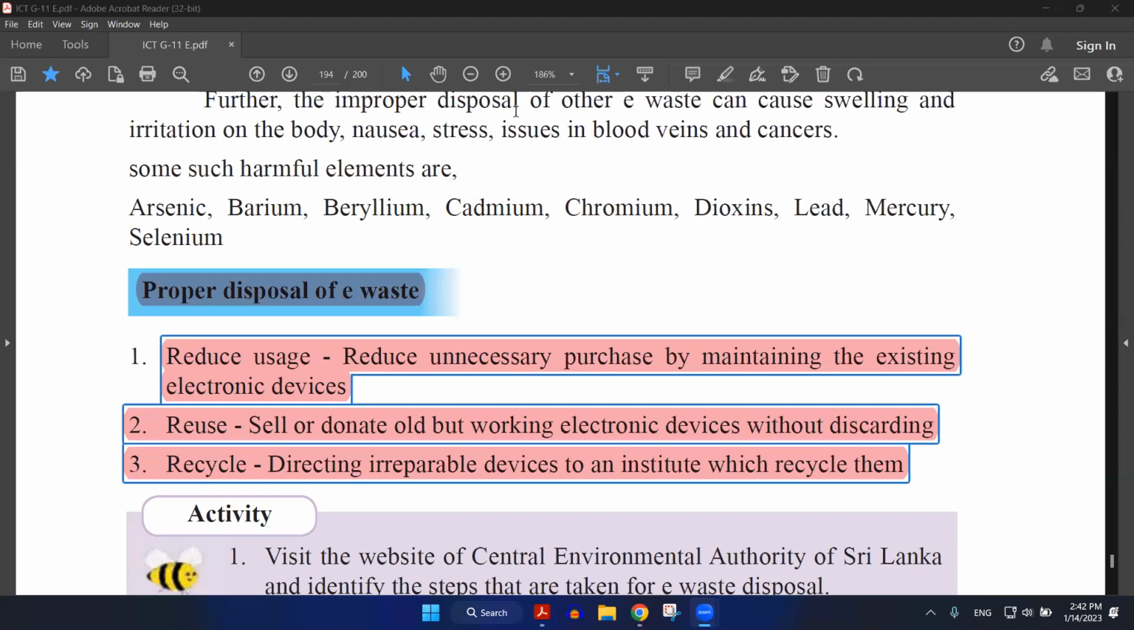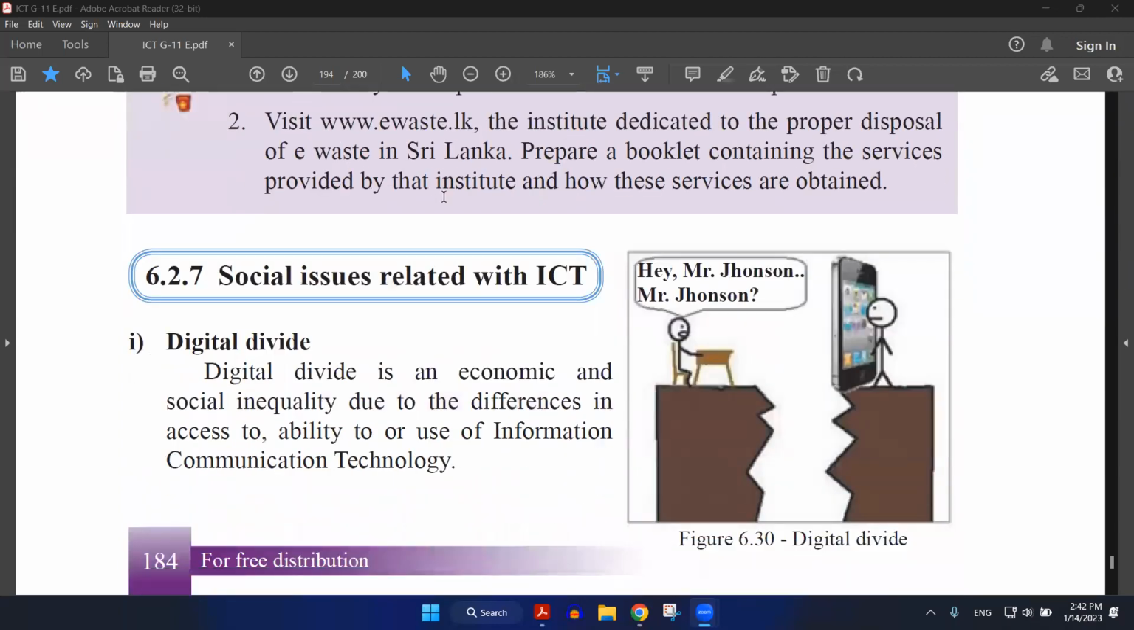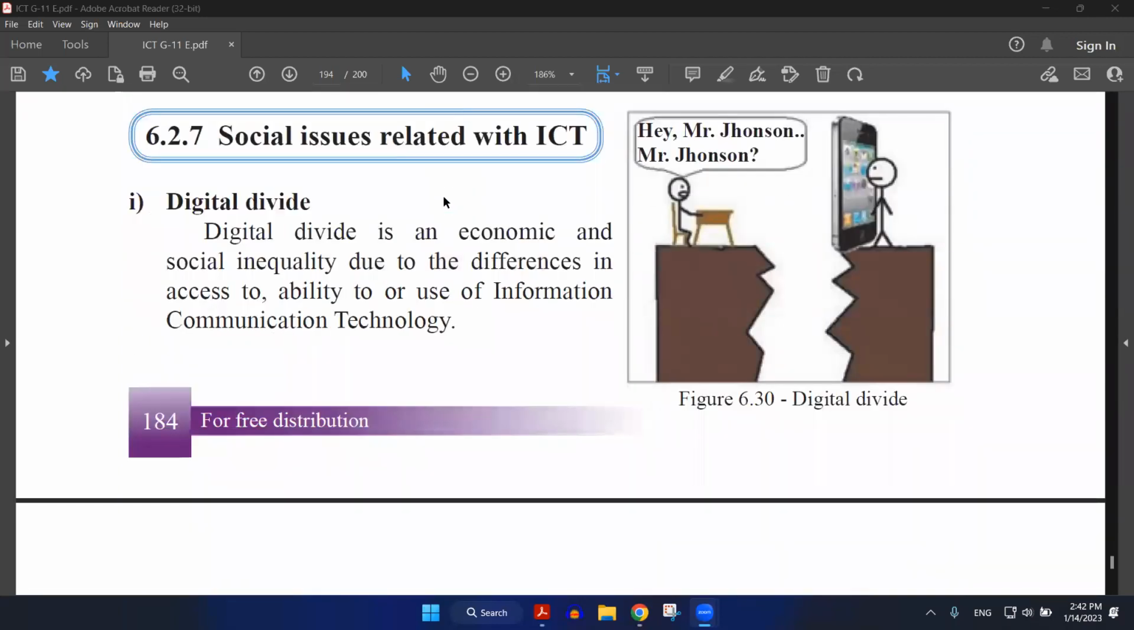All right. So moving forward, we discussed these matters last week, people. So we are just getting down the notes. So then you can go for the subheading, social issues related with ICT. So as the first topic, number 1, you can say digital divide.